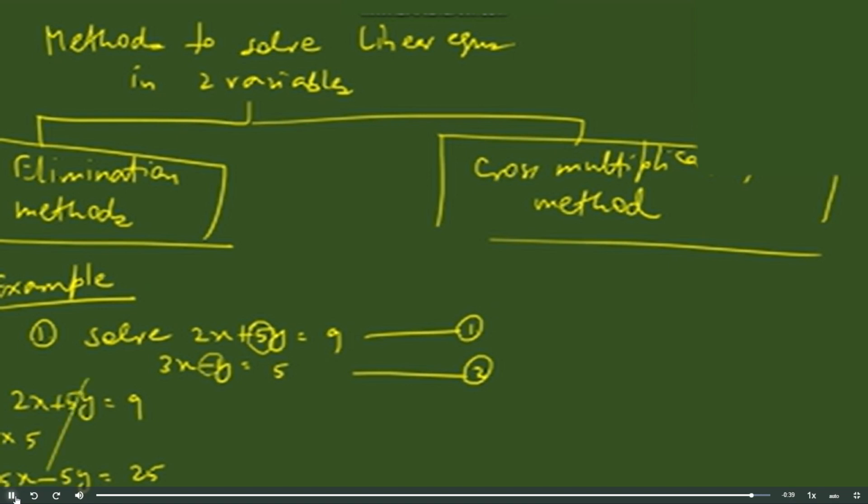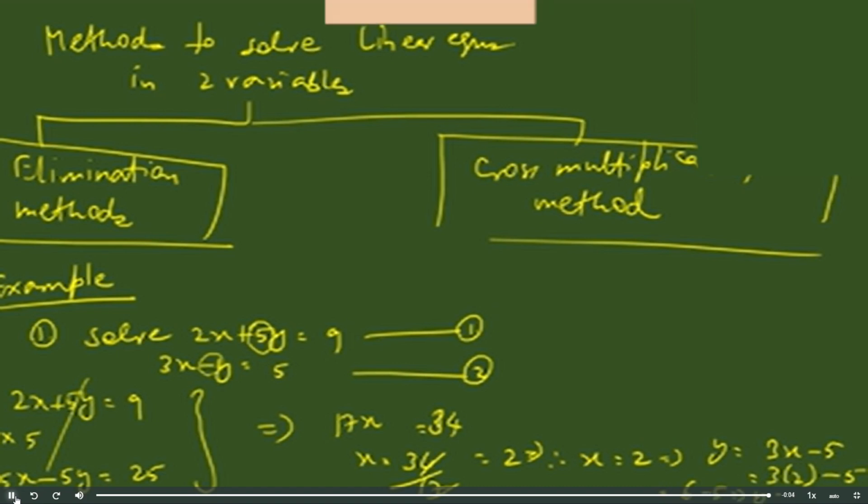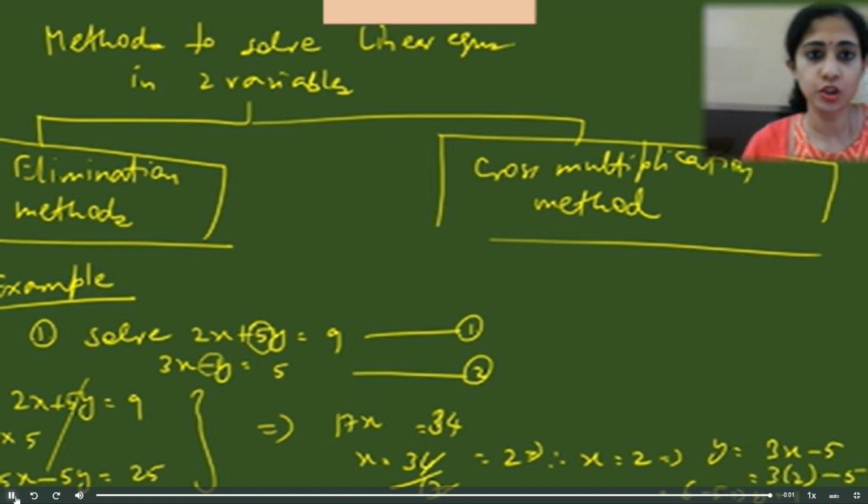I can just strike this out and I will get 17x is equal to 34. x is equal to 34 by 17, which is equal to 2. x is equal to 2. If x is equal to 2, then y is equal to 3x minus 5, which is 3 into 2 minus 5, which is 6 minus 5, which is equal to 1. So this is the solution.